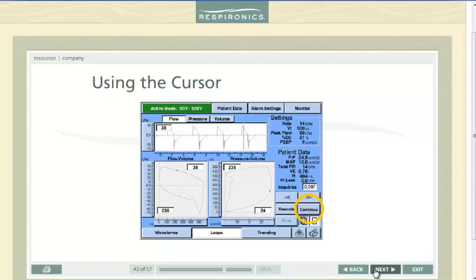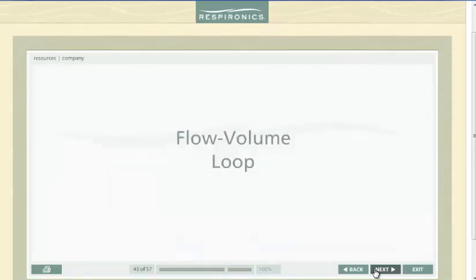The clinician could also save a waveform and later superimpose a new waveform in order to monitor responses to changes in parameters or bronchodilator therapy. Next, we will discuss clinical scenarios observed on flow volume loops.